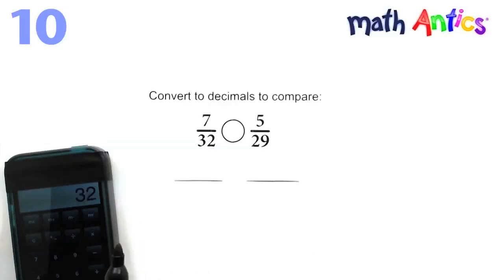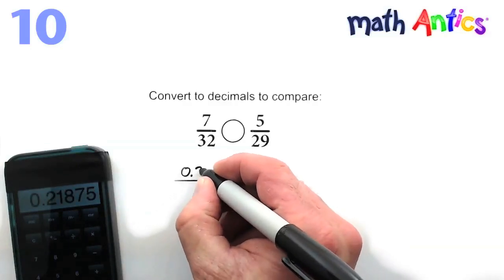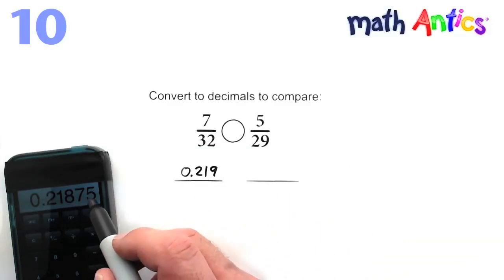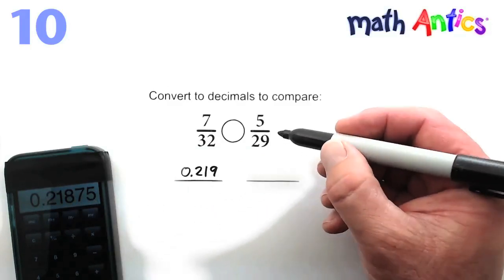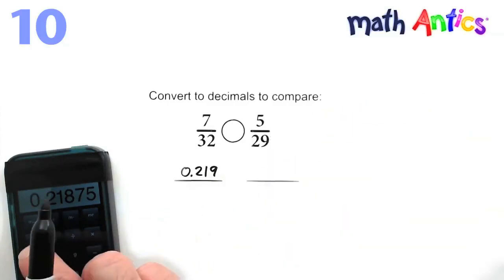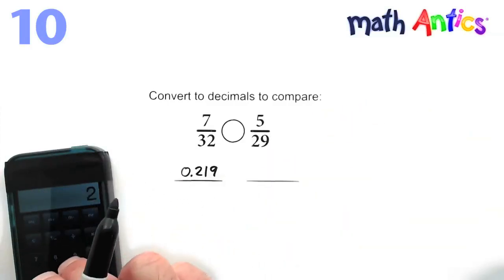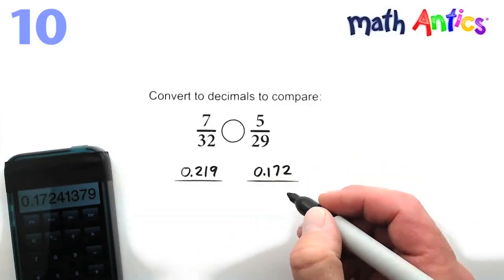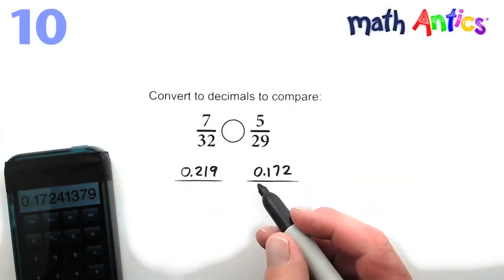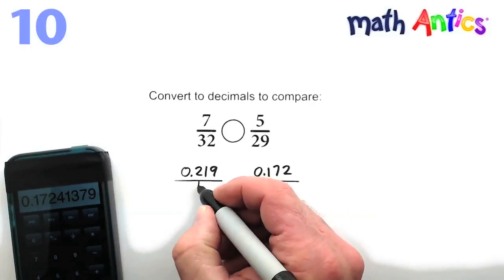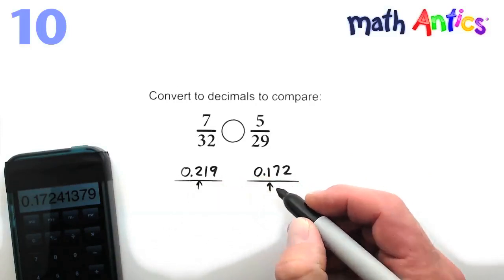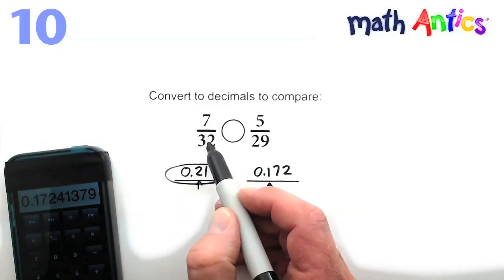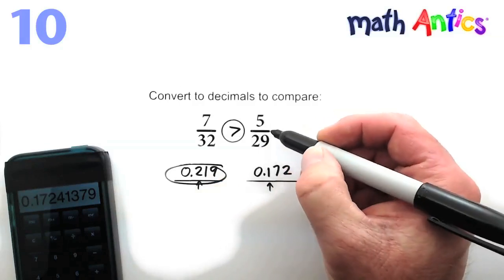7 divided by 32 will give us 0.219. I'm just rounding off to 3 decimal places, even though it continues on here. 3 should be fine. And on this side, 5 divided by 29 gives us 0.172. So now we just compare these numbers, and it's pretty easy to see here, since the tenths place of this one is 2 and the tenths place of this one is 1, that this one is larger. What that means is that 7 over 32 is greater than 5 over 29.